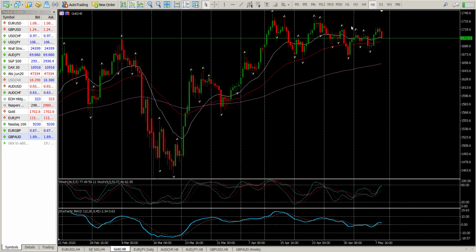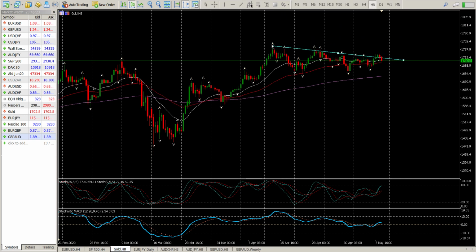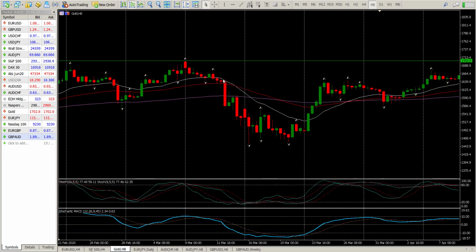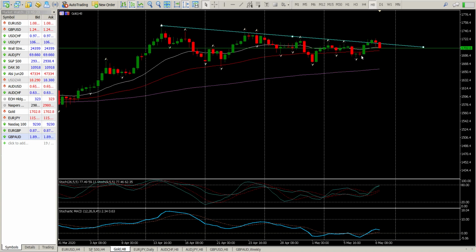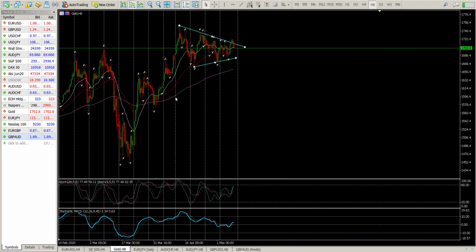So gold had a pretty good breakout yesterday. And if I can just get my lines in here, I'm going to have to just zoom in a bit so we can get everything correct. Okay, so you can see we've had a breakout of this area here, and that area is pretty much a consolidation triangle.